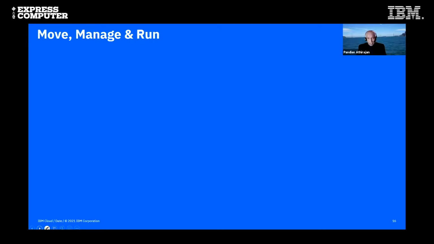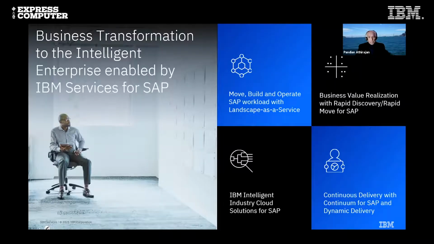Now I'm going to talk about what are the services IBM can provide in terms of migration, management, and running of your SAP workload. Towards that, we have a great services team. We call it Global Business Services. We also call it Global Technology Services. Both are available. And then we have several capacities, several services that are available through them.